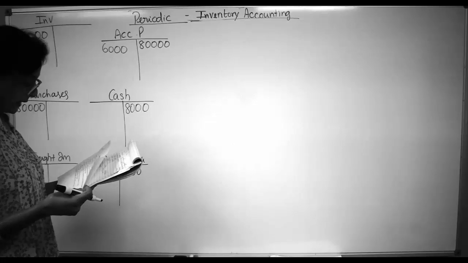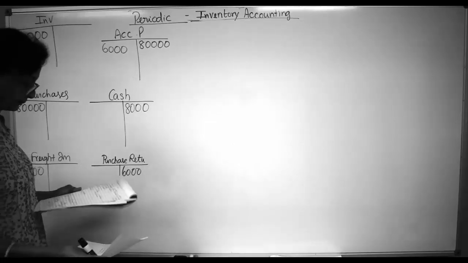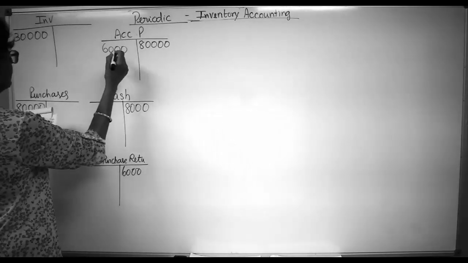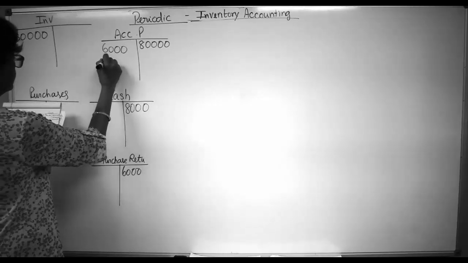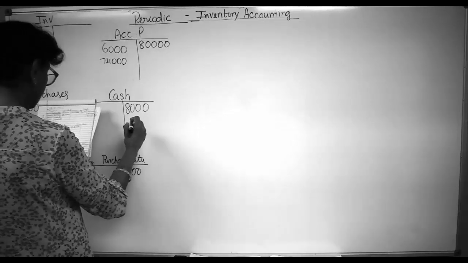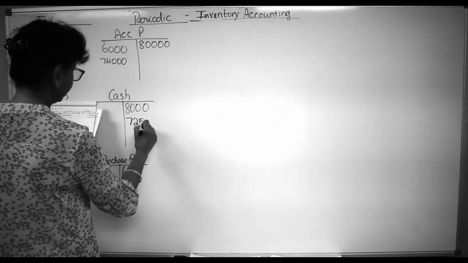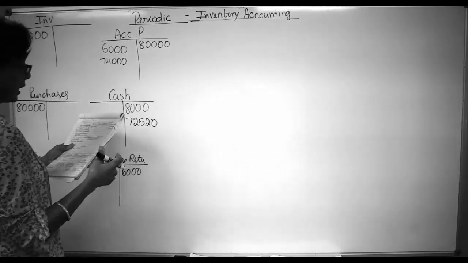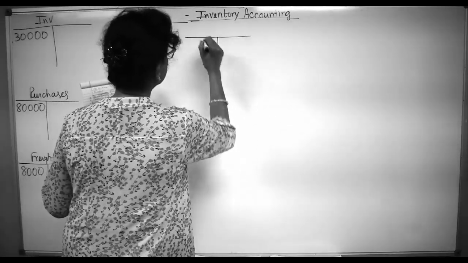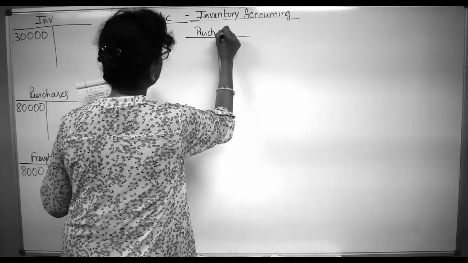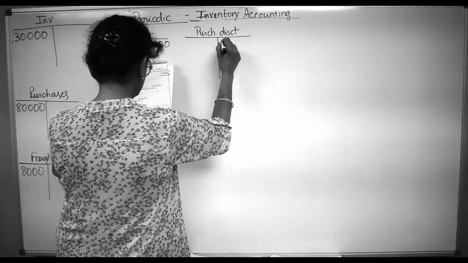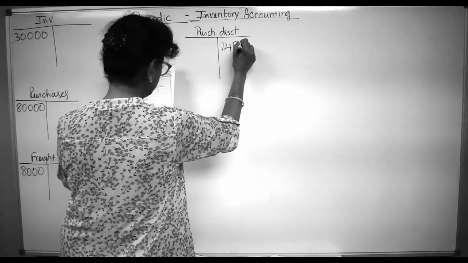And then on January 14th, the company paid the amount it owed. So here, you debit accounts payable $74,000 and you will credit cash for $72,520, and the discount is $1,480. So that goes into purchase discount, credit $1,480.